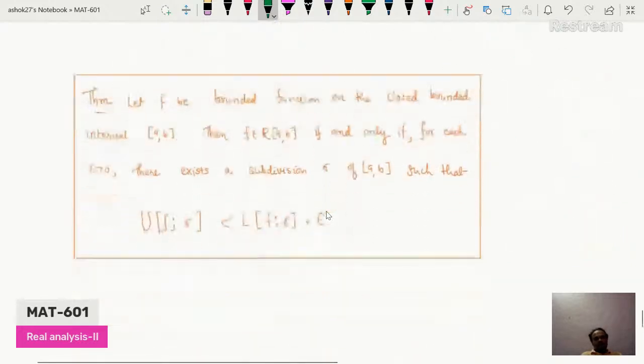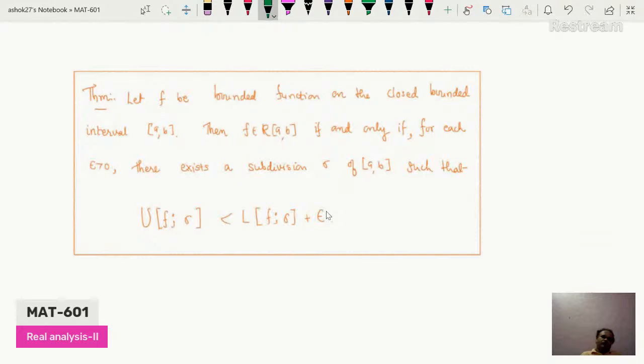Next, there is one theorem. Let f be a bounded function on the closed bounded interval [a,b]. Then f belongs to R[a,b], meaning f is Riemann integrable on [a,b], if and only if for each epsilon greater than 0 there exists a subdivision sigma of [a,b] such that the upper sum of f with respect to sigma is strictly less than the lower sum of f with respect to sigma plus epsilon.